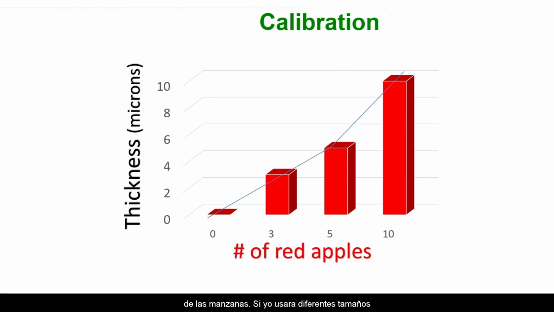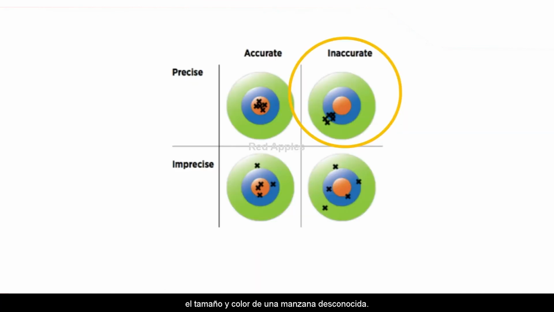As I use different sizes and quantities of apples, I can plot my results needed to identify the size and color of an unknown apple. So if you go through the calibration routine, you can make inaccurate and precise to become accurate and precise.